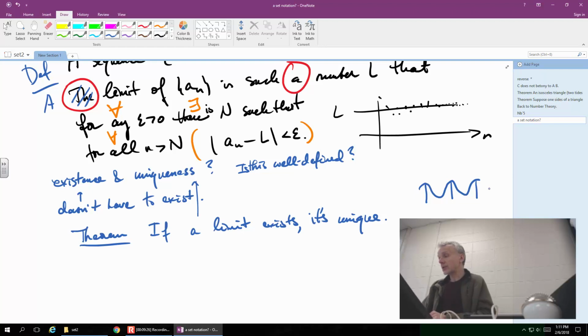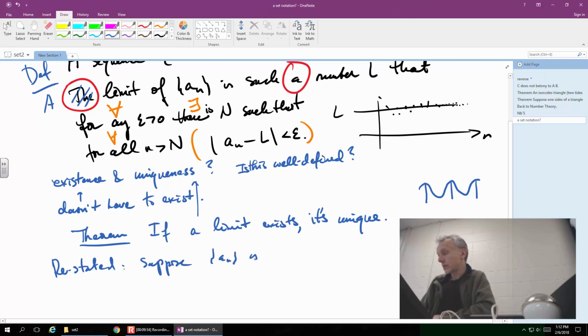So the limit exists; it is unique. So how do we state it in the form of a more formal statement? Because what is unique exactly? Let's translate what it means. So the full theorem would be restated as follows. So suppose a_n is a sequence, and also suppose L is a limit of a_n.